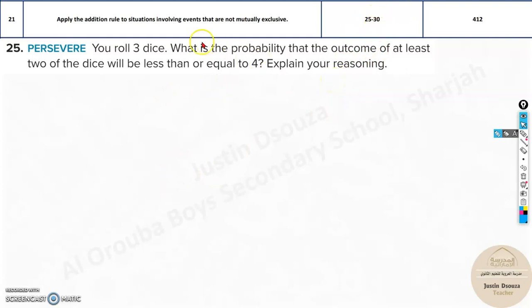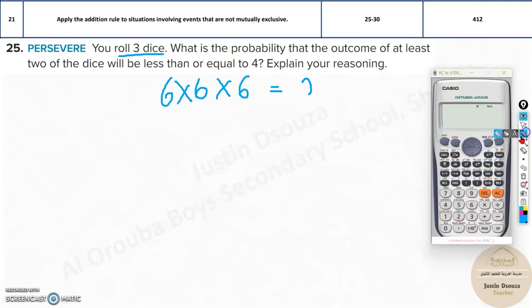Now, here we have a situation where you roll 3 dice. What is the probability that the outcome of at least 2 of the dice will be less than or equal to 4? Explain your reasoning. First of all, how many dice are there? 3. We know if it was 2 dice, it would be 6 times 6, total possibilities 36. But since here it is 3, it's 6 times 6 times 6, or 6 cubed. Let me just double check. Yes, it's 216.